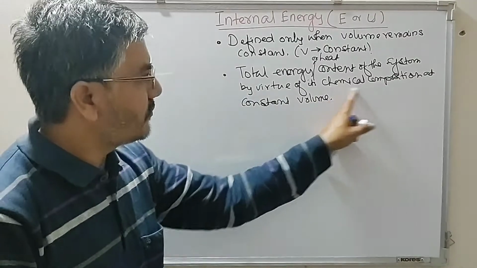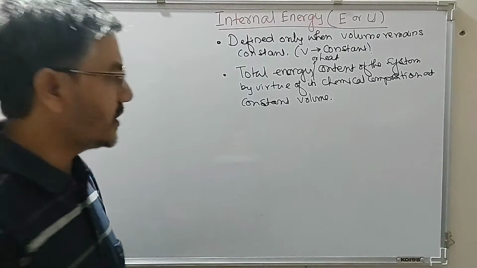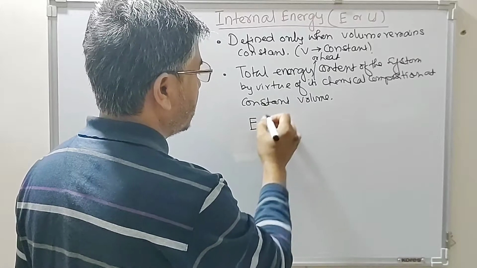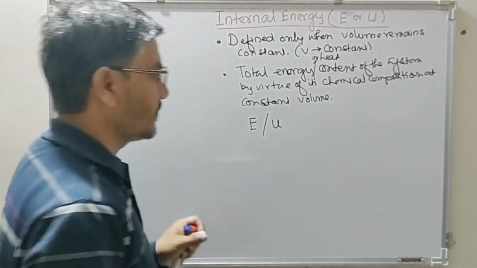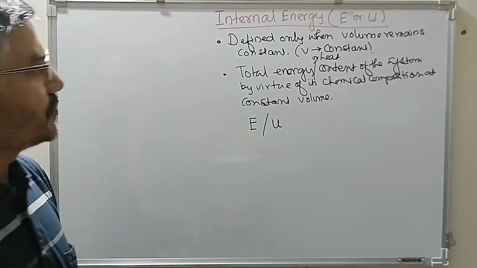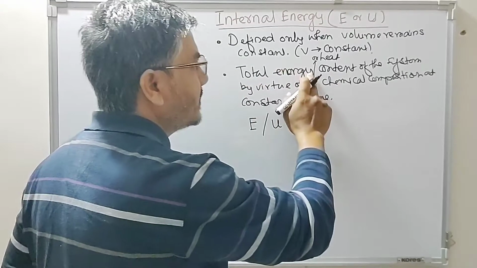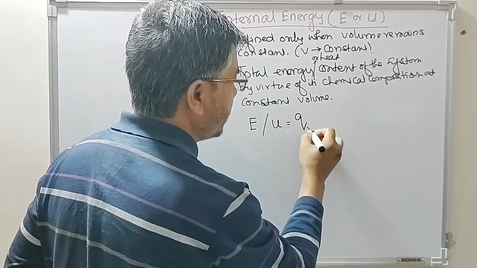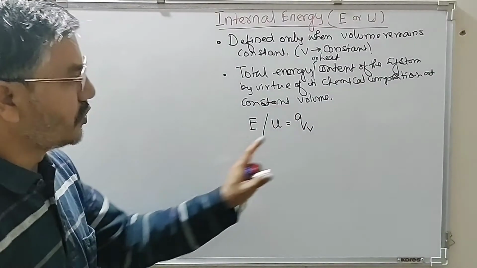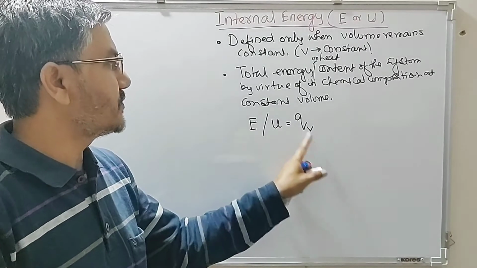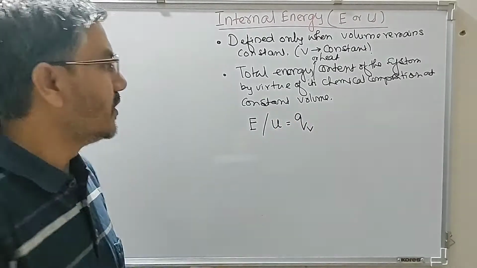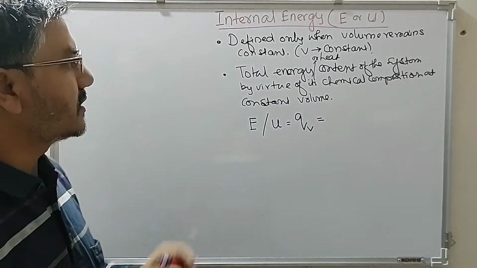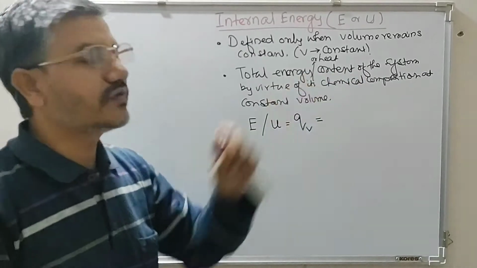So by virtue of chemical composition, look at this, we have this E or U, that is internal energy. So we also say this is total energy or heat content at constant volume. So we also represent by this term Q_V. Q represents heat content, V stands for constant volume condition. So this is the total energy content by virtue of chemical composition.